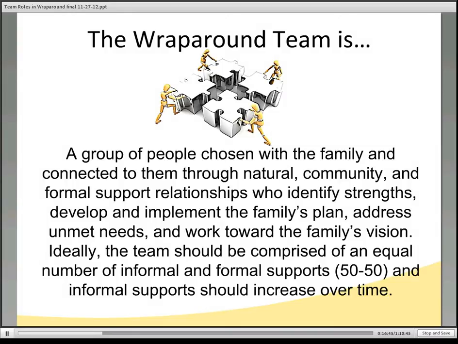The team ideally should be an equal number of informal and formal support. So I say 50-50 because in the beginning we'd like for it to be that, and I know it's a struggle for everyone, but really getting those informal supports on the team is when you will start to pop and start to happen, because having the informal supports on the team really helps us move toward a direction where the family's going to be working on a plan that's all theirs.